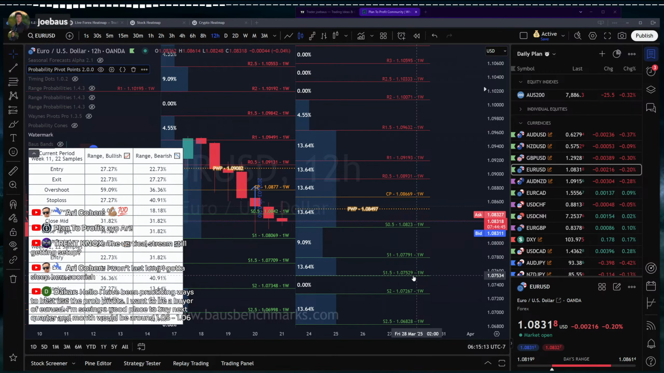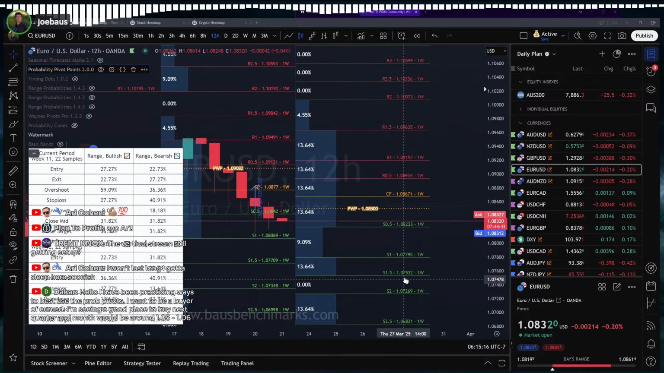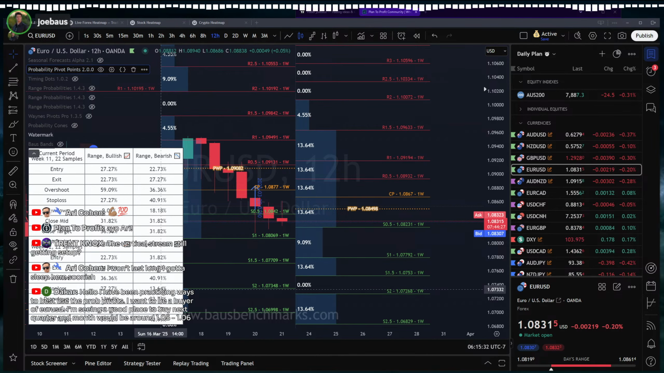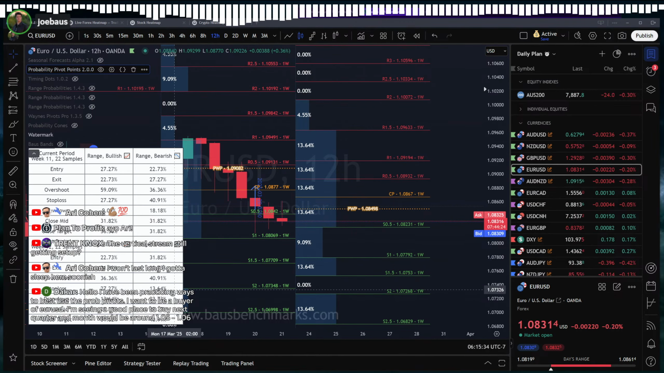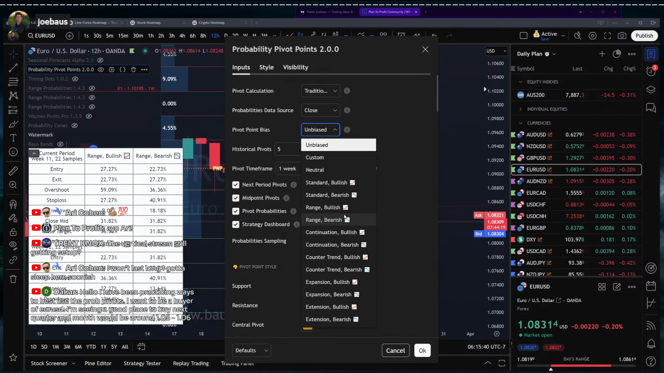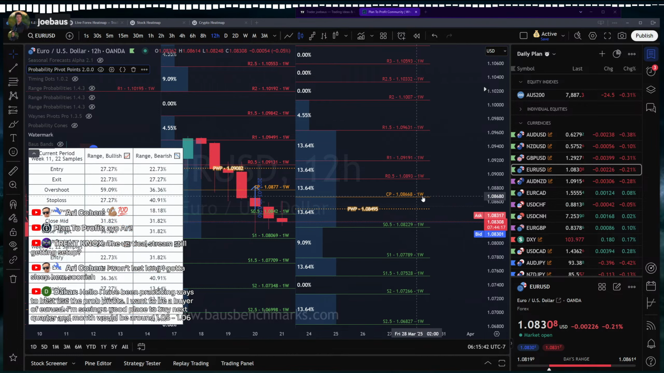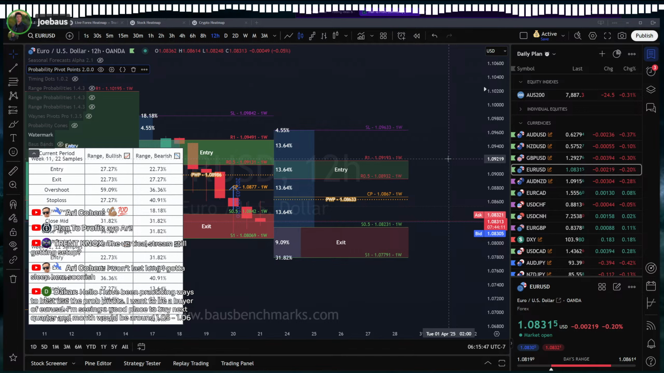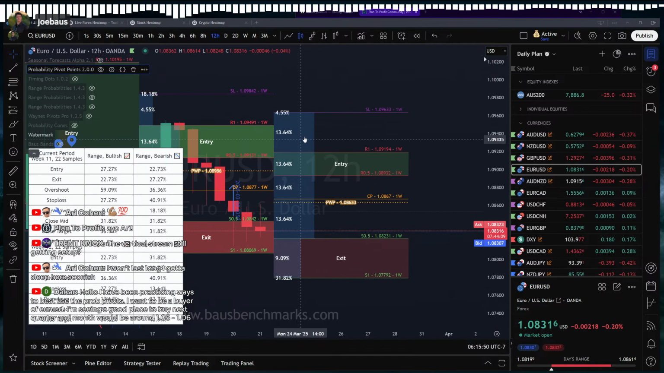Next week, pretty good. It seems like the bullish range bias and also the bearish range bias both have pretty good take profit probabilities. But these stop loss odds, the range bearish setup, which if we go here, pivot point bias, range bearish, this particular setup hits its stop loss 13% of the time.